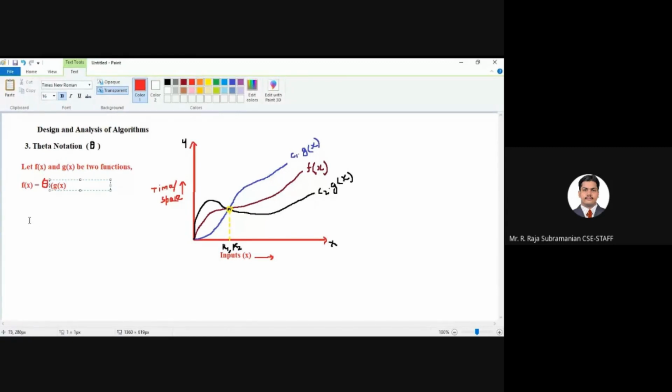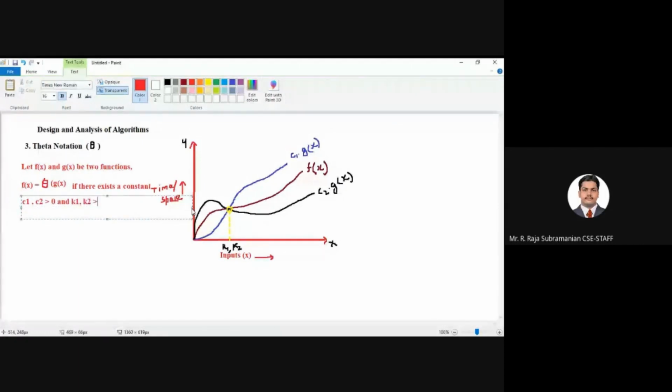If f of x is equal to theta of g of x, there exist constants c1 and c2, both greater than 0. If they are 0, what will happen? g of x will vanish if c1 and c2 are 0. And k1, k2 greater than or equal to 0.